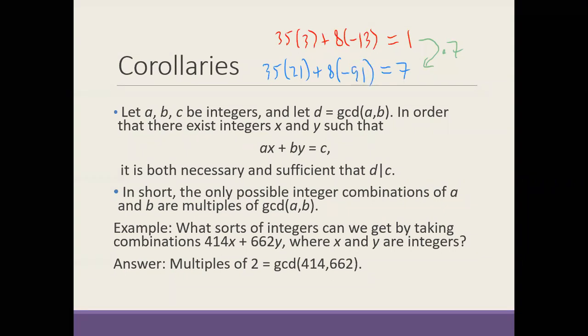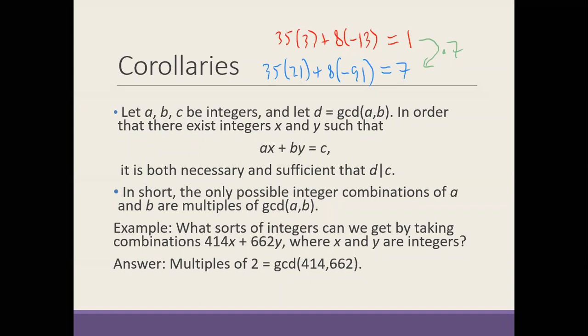Once you have 1 as a combination of things, you know the GCD is 1, but you also know you can write any integer as a combination of those two numbers. That's interesting. What if the GCD of two numbers was 11? Then no matter how clever I am, if I take an integer combination of those two numbers, what am I going to get?